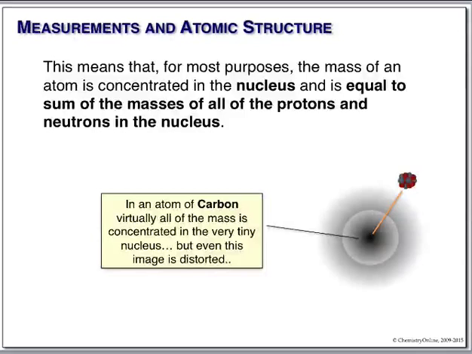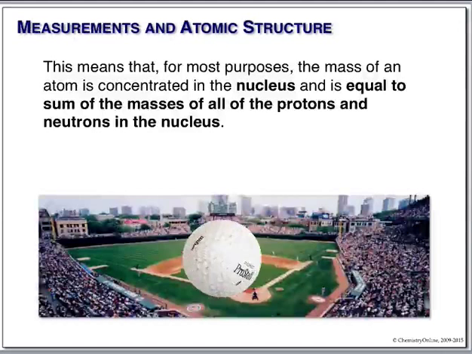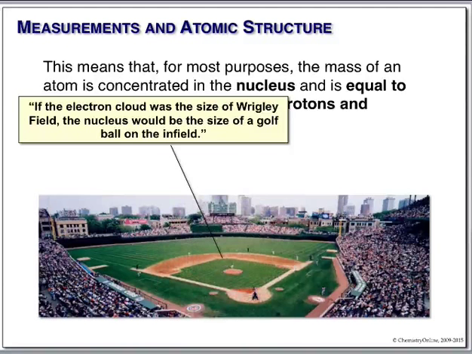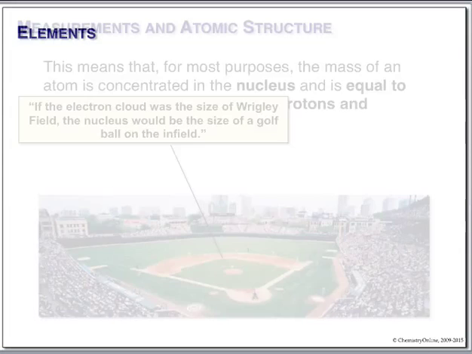Now, when I drew this slide, and I make all my own slides, by the way, I made the nucleus here 1 pixel, which is as small as I could get it. But even that's an exaggeration. Just to give you an idea, this is Wrigley Field, and this is a golf ball. If this golf ball was sitting in the middle of the infield, and all of Wrigley Field and the rooftop bleachers, etc., were considered the electron cloud, this would be to scale. The nucleus is so tiny, the golf ball on the infield, and all the rest of this is simply our electron cloud. So basically, atoms are totally empty. We have a teeny tiny nucleus with all the mass, and a very large electron cloud.